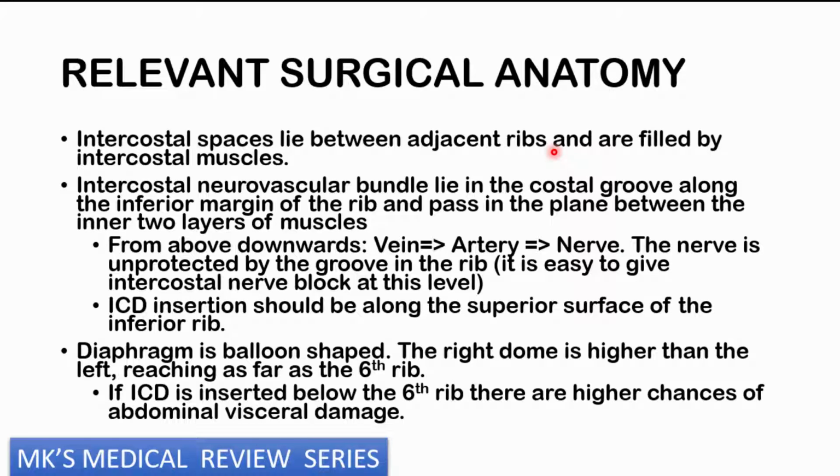Before we actually go into the details of the ICD, it is paramount that you remember some of the surgical anatomy that you learned back in your preclinical sciences. Remember that you have spaces in between the ribs, which are known as intercostal spaces. These intercostal spaces lie adjacent to each of the ribs, and they are filled with intercostal muscles. You have external intercostal muscles, internal intercostal muscles, and innermost intercostal muscles.